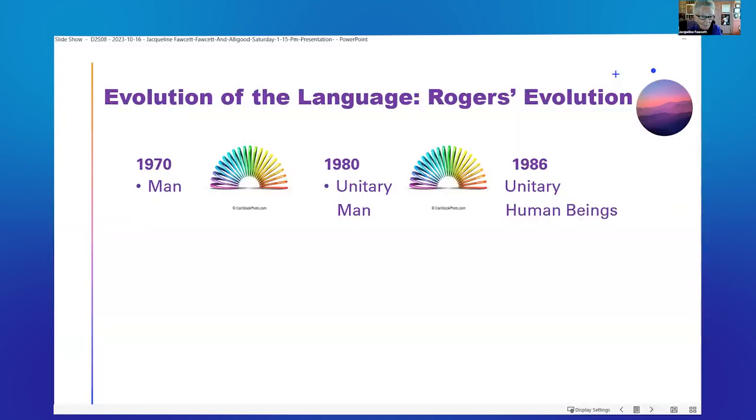So from Rogers' own thinking, she progressed from regarding the person as man to unitary man, and then by 1986 into unitary human beings, which it has pretty much stayed with. Next slide.